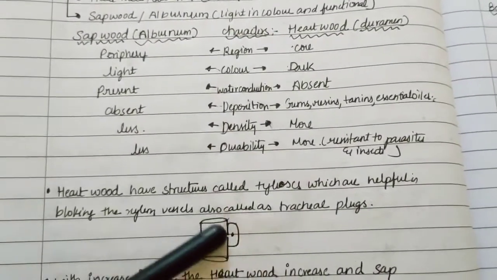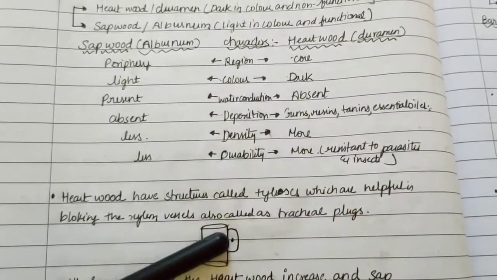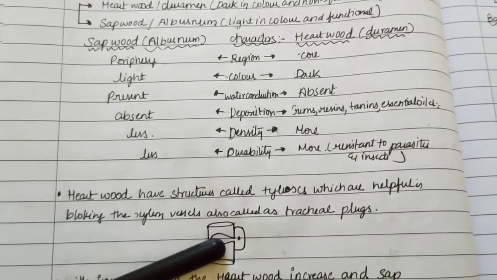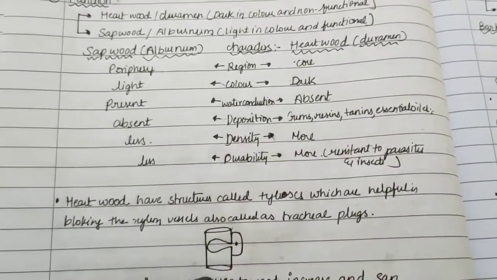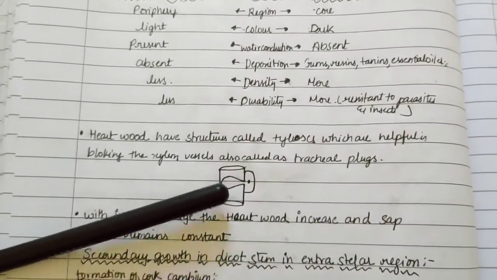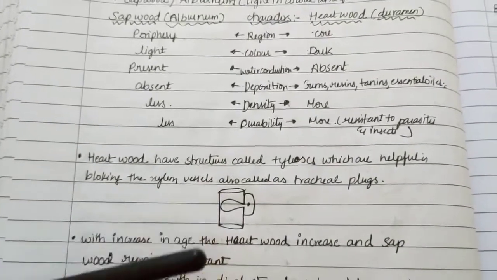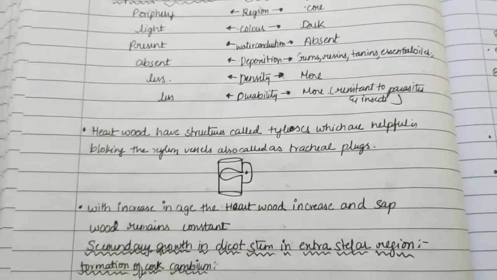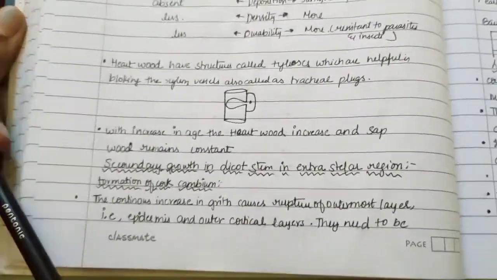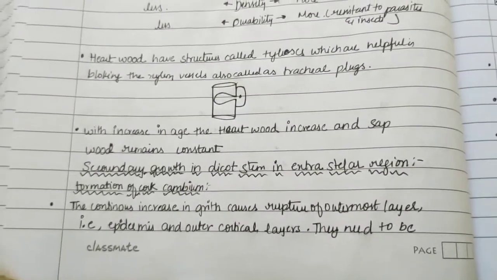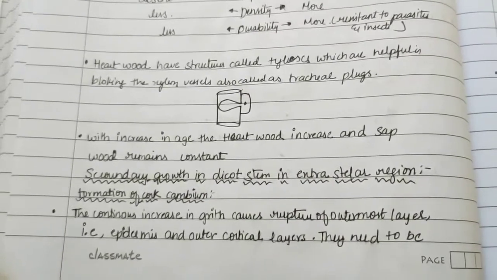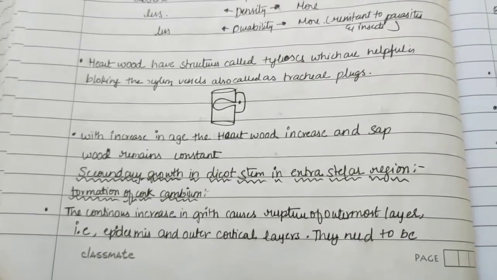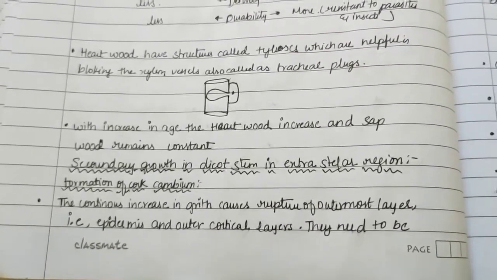Then hardwood has structures called tyloses, which help in blocking of xylem vessels and are also called tracheal plugs. Here, this is known as a tylose cell, which lies at the periphery of the xylem vessel and forms a balloon-like structure, which blocks the way of this xylem vessel. With increase in age, the hardwood increases and sapwood remains constant.